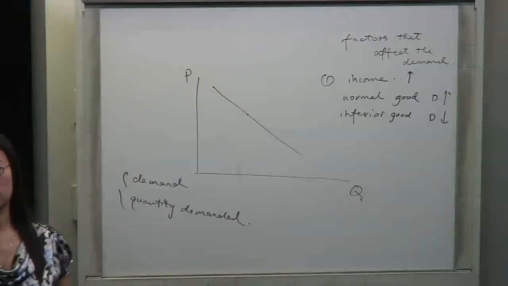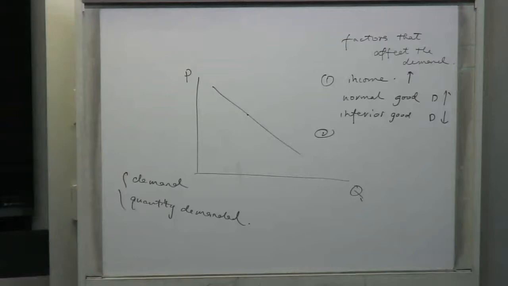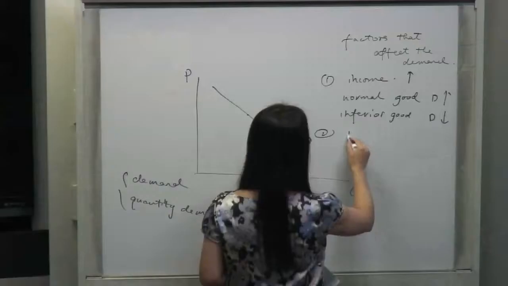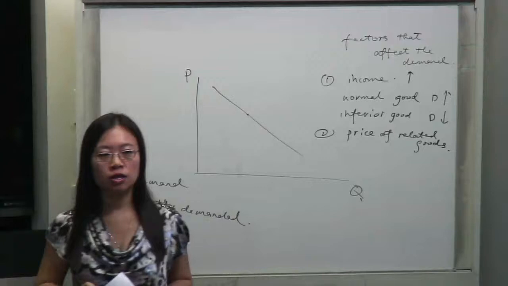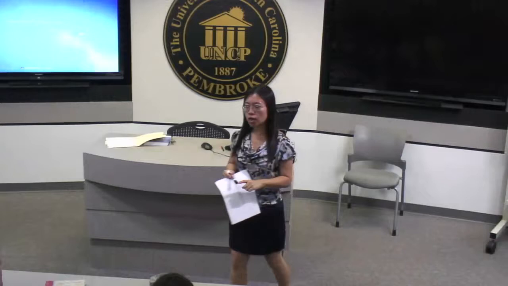What is the second important factor affecting demand? Price of related goods. What are the related goods? There are two different categories of related goods: complements and substitutes.